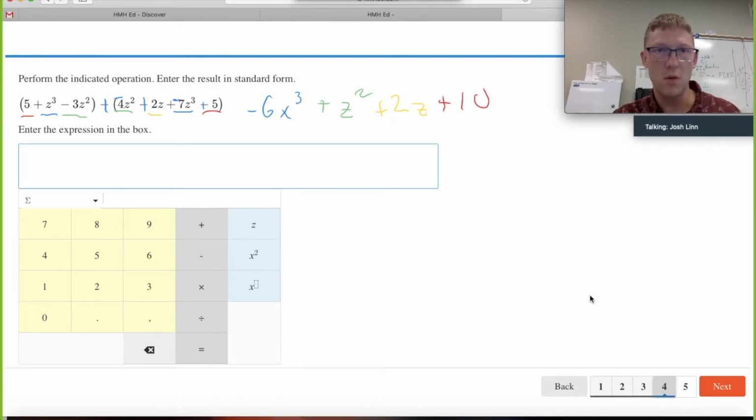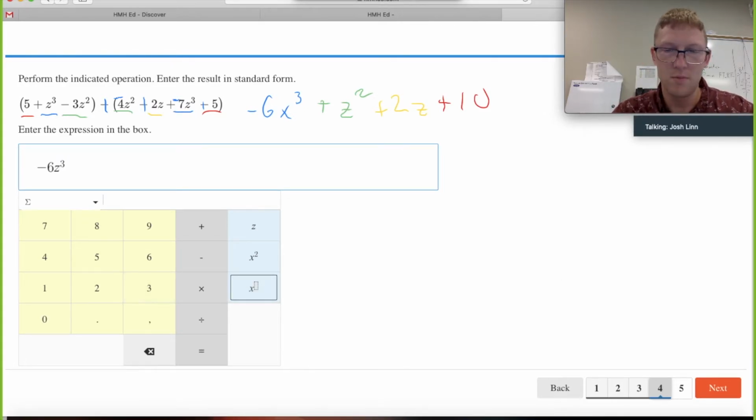So here we go. Negative 6. Oh, I wrote down x instead of z. Z to the power of 3 plus z squared. If you mixed up your variables on the test, I will probably make fun of you. I won't count off points for that. And there you go.